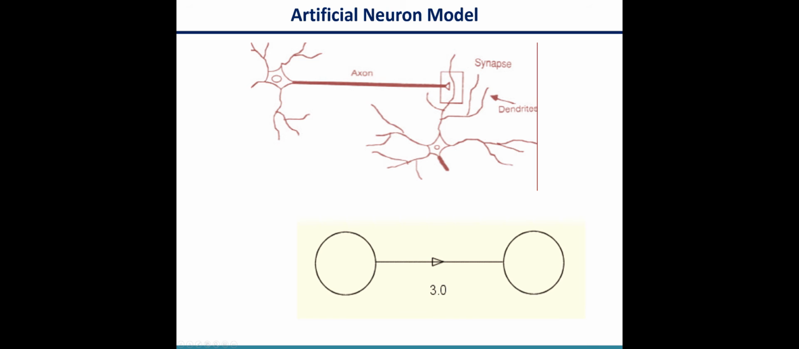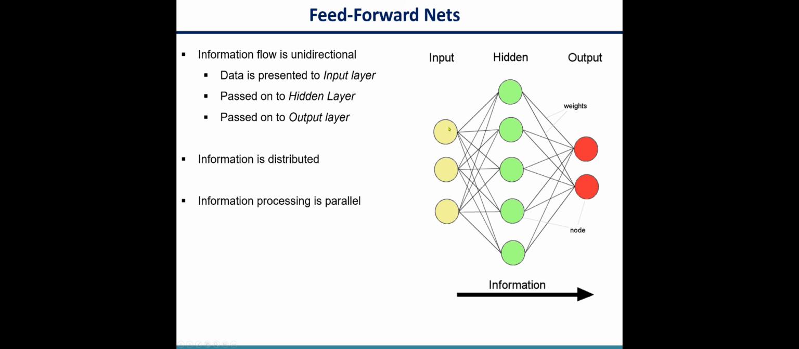So they are using feed forward networks. Feed forward networks means information flows in a unidirectional way. The data presented in the input layer is passed on to the hidden layer and then passed on to the output layer. So information is distributed and information processing is parallel. For example, given this input, they do feature extraction and match those features with the other inputs, and make the hidden layer, making connections between those hidden layers.